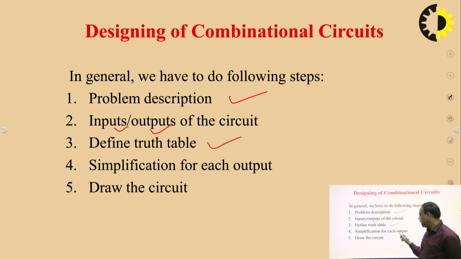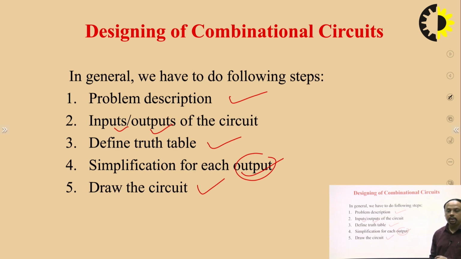Then we simplify the truth table with the help of K-map and different techniques to produce the output, and then implement the circuit with the help of different logic gates. So the design procedure: first we have to define the problem and inputs, then the truth table, then simplification of the truth table or function with the help of K-map and other techniques, and finally draw the circuit.